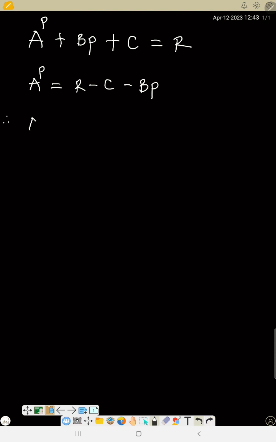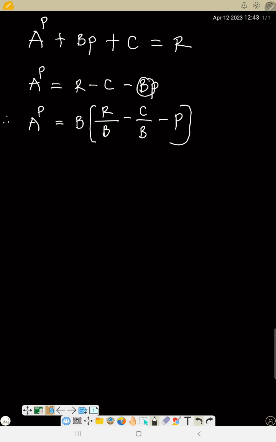So this is the same thing as a raised to power p is equal to, I can take p and b out. So open bracket, this will be r over b minus c over b minus p. Remember, if you say anything is common, I remove the coefficient of p there, so I have to divide everything here by that b, so that if I multiply again, b times this I'll get this, times this I'll get this, so I'll get everything back like that.